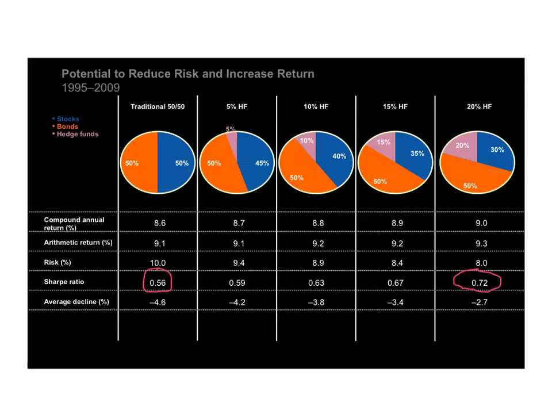Particularly interesting, though, is the impact of hedge funds on the numerator versus the denominator of the Sharpe ratio. So if you look at the arithmetic return row, you can see that the return increases by a small amount from 9.1 in the traditional portfolio to 9.3 in the last column with 20% hedge funds. The bigger benefit, though, is observed in the denominator, where risk declines from 10% in the traditional portfolio to about 8% in the 20% hedge fund portfolio. Thus, the benefit of incorporating hedge funds in a portfolio comes mainly from the reduction in risk.